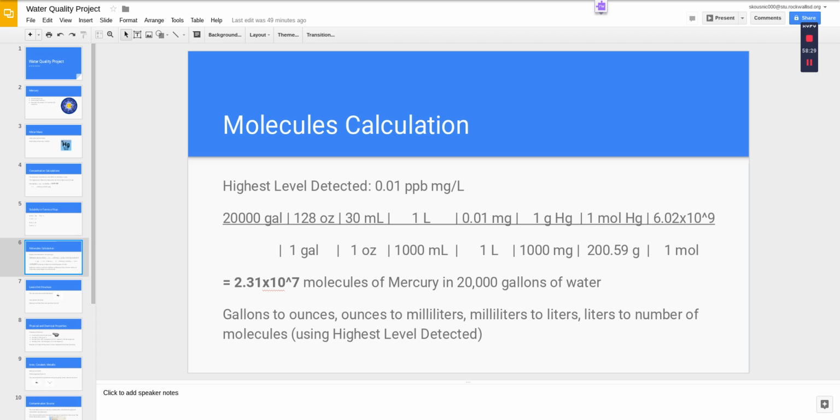Okay, so here we calculate how many molecules of mercury there are in 20,000 gallons of water. So we convert gallons to ounces, ounces to milliliters, milliliters to liters, liters to milligrams using the highest level detected, milligrams to grams, grams to moles, and moles to number of molecules, which equals 2.31 times 10 to the 7th molecules of mercury in 20,000 gallons of water.